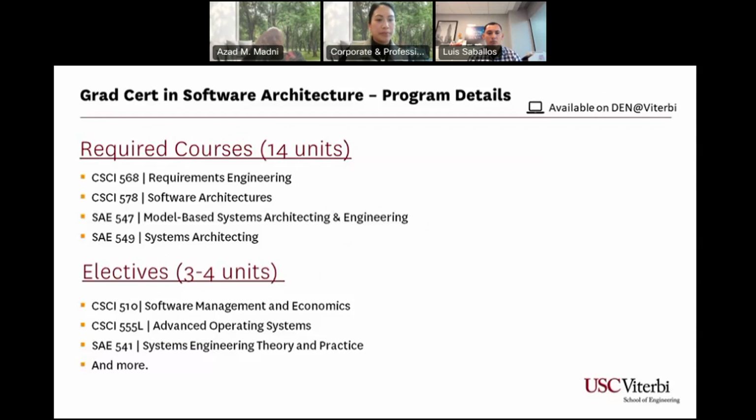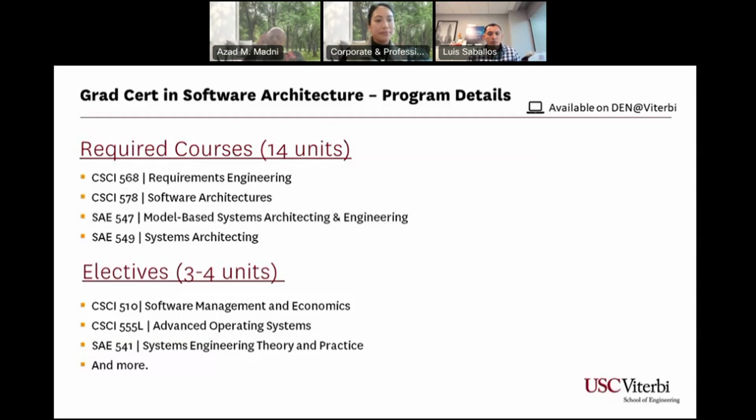So here's the certificate in software architecture. You can see the first two courses are from software engineering, and they're requirements engineering and software architecture. The second two courses are from systems architecting and engineering, and those are model-based systems architecting and engineering and systems architecting.